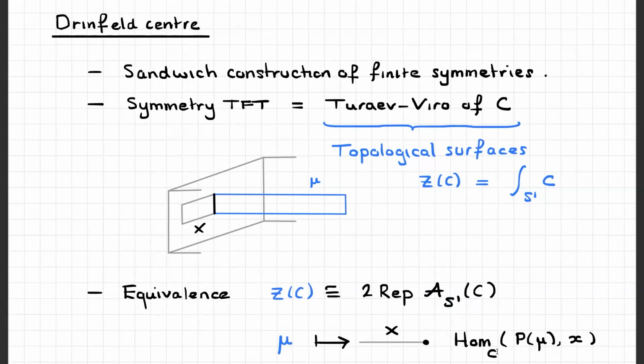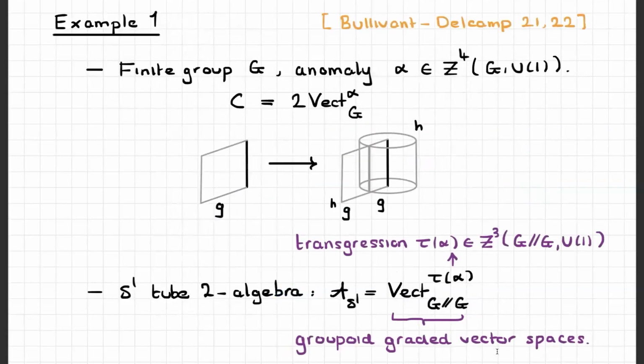Okay. So again, let me give some examples quickly. So if you take a finite group G, this is the invertible case. Now it can have an anomaly that's labeled by a 4-cocycle. And the symmetry category would be G-graded 2-vector spaces with the monoidal structure twisted by alpha.